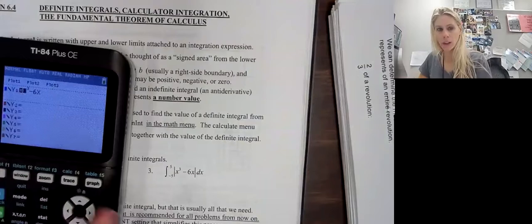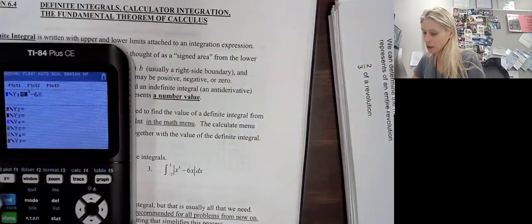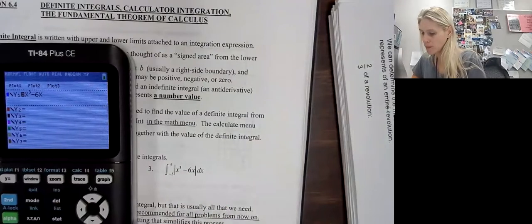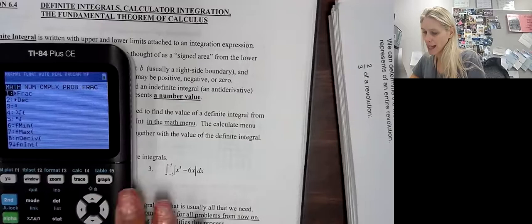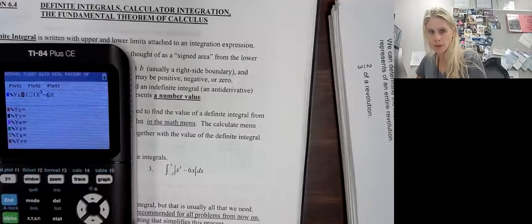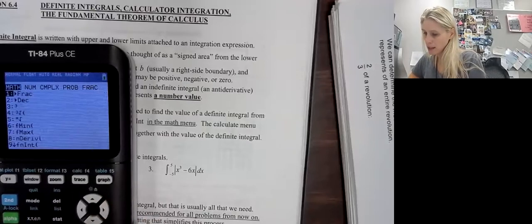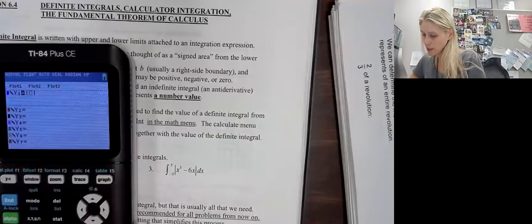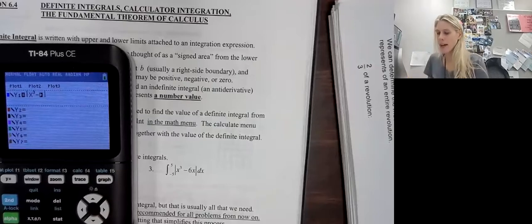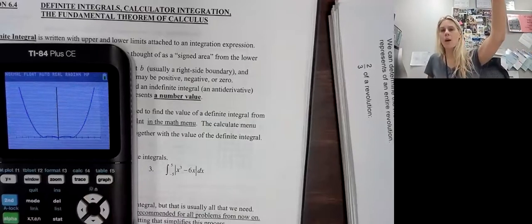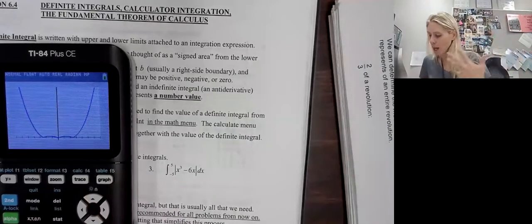So we're going to do this again right here. We have to change our function. It's the absolute value. Actually, I'm just going to insert, because that x cubed minus 6x is still the same. So insert, go to math, number, absolute value. Oops, I guess that didn't work. Math, number, absolute value. X cubed minus 6x. Okay, graph that. Now that makes sense, right? Because absolute value is supposed to make everything positive. So whatever was negative is flipped up.